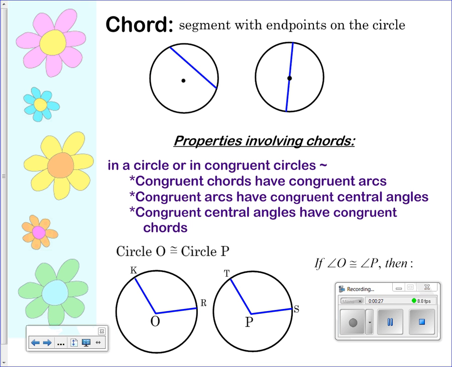All right, so here's our definition of a chord. It is a segment with endpoints on the circle. It can be anywhere inside your circle as long as its endpoints are on the circle.